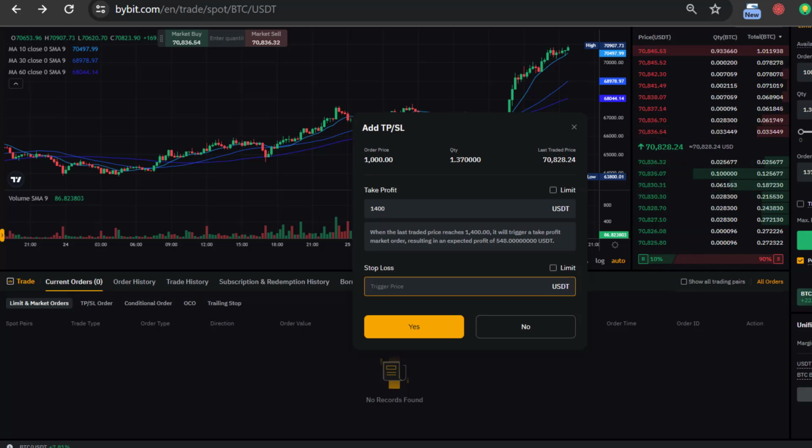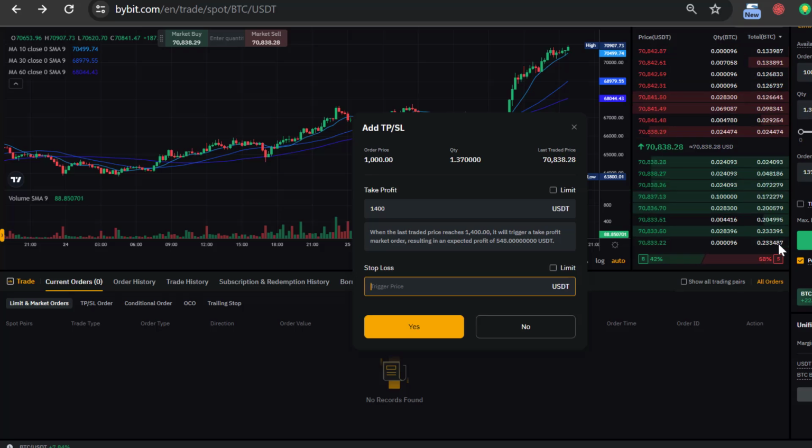By clicking Learn More, you can access detailed information about how mutual insurance works and how it can benefit your trading strategy. Overall, Bybit provides a comprehensive set of features and tools to facilitate effective trading. From placing limit and market orders to utilizing conditional orders and trailing stop losses, traders have access to a range of functionalities to manage their positions and mitigate risks.